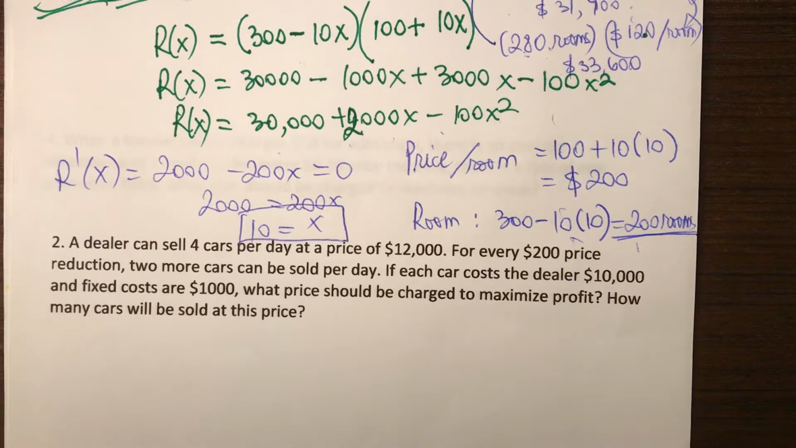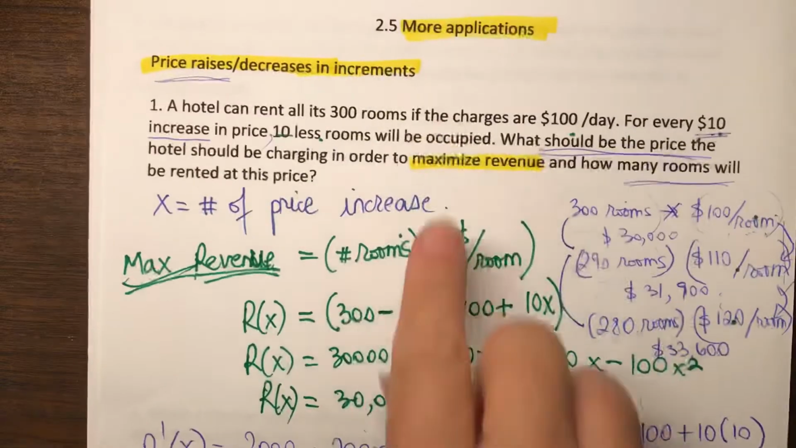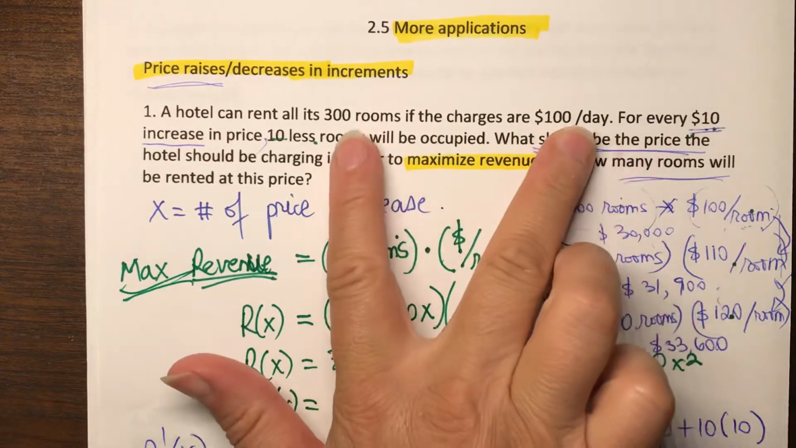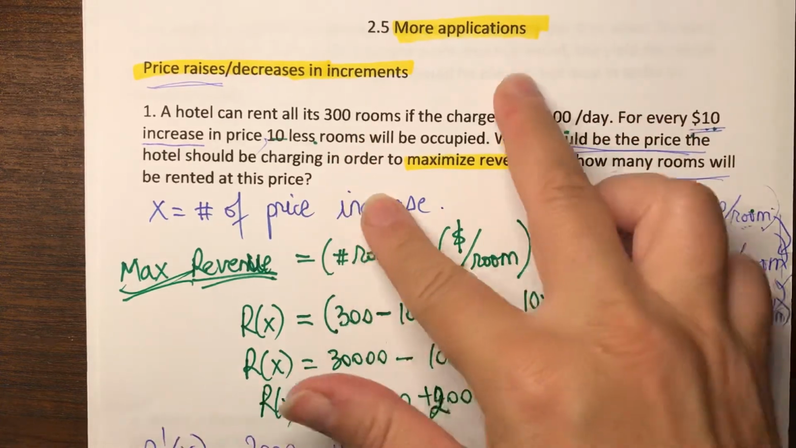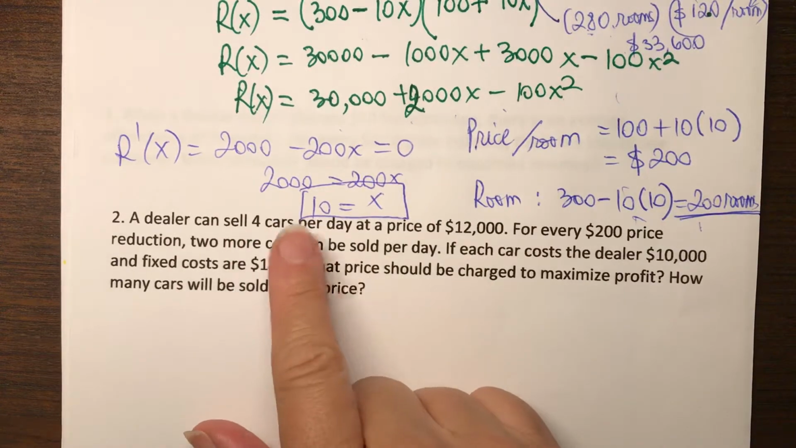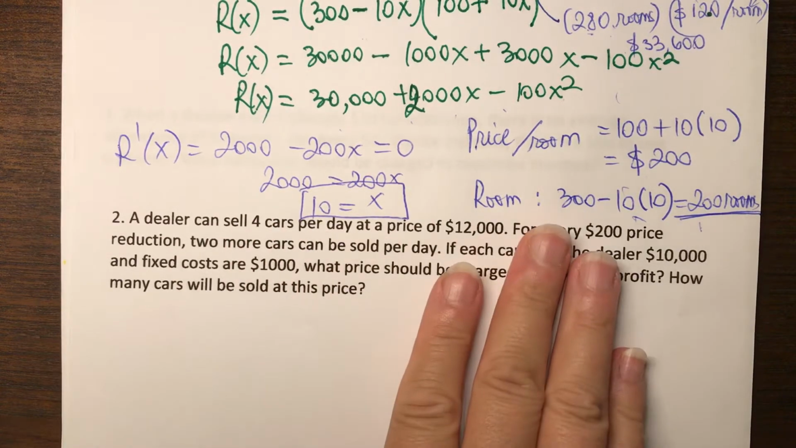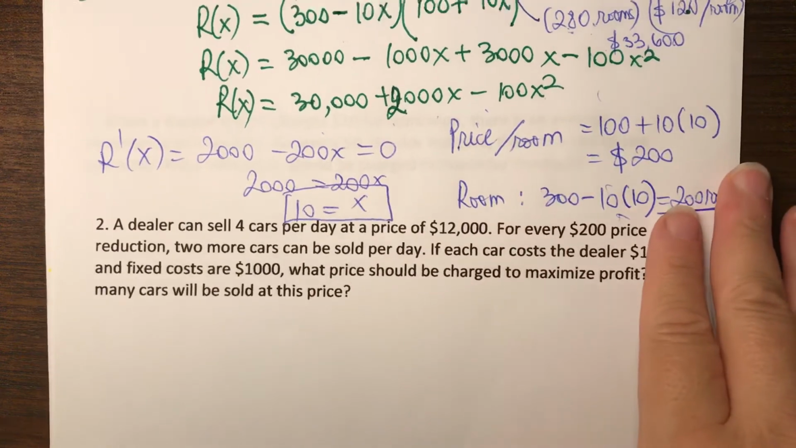I have 3 more for you. It says, a dealer can sell 4 cars per day. So that's really like our starting point, right? 300 rooms at $100 a day, and then one goes up and one goes down. Depends how we push it. So it's starting at 4 cars per day at $12,000. For every $200 price reduction, 2 more cars will be sold per day.